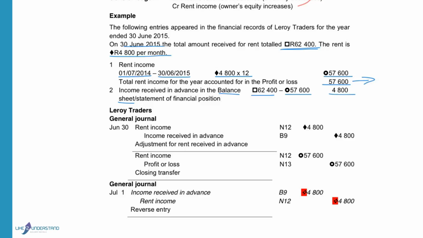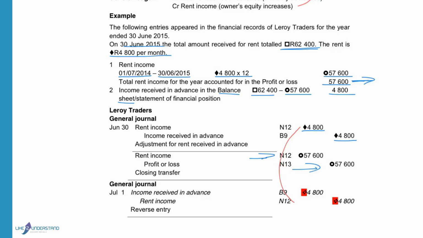So I will debit my rent income account to reduce the income account. I will credit income received in advance to create a liability. Then the rent income account will be transferred to the profit and loss, and the amount that we showed there is the amount that must go to the profit and loss account, the 57,600. At the beginning of the next financial year, we must do a reverse entry. So there I debited rent income, now I will credit rent income.